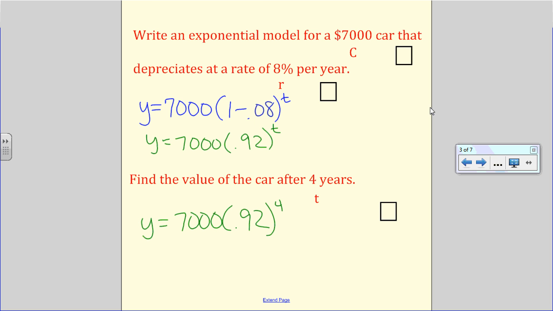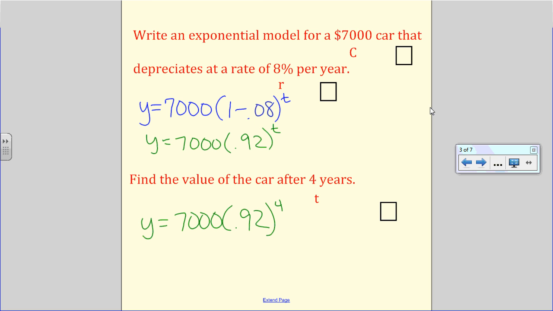So what do we get when we take 7,000 and multiply it by 0.92 to the 4th power? What's that car going to be worth, Izzy? For the first one, yeah? I got something a little bit different. Did anyone get 5,014 on theirs? Do you have the 0.92 here?